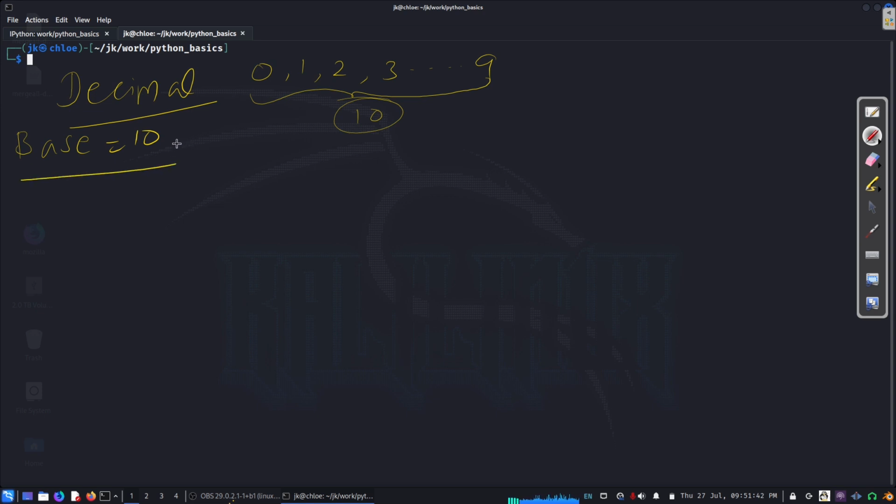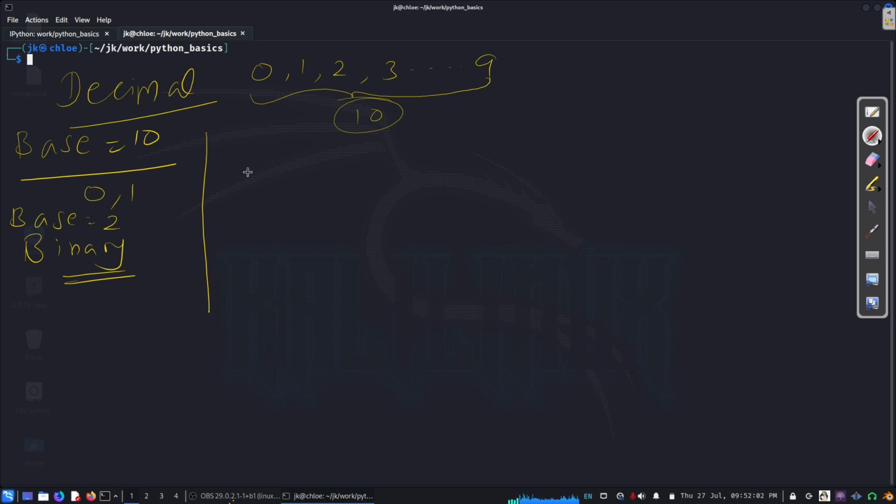Now we don't have to use 10 digits. For example, I can just use 0 and 1. Then my base will be 2 in this case, and this is the binary system. So how do we do this?